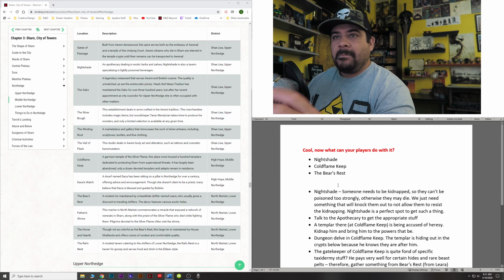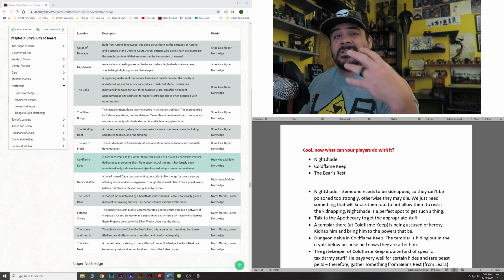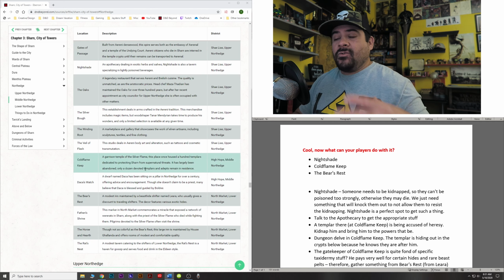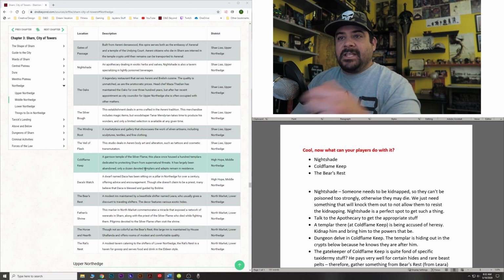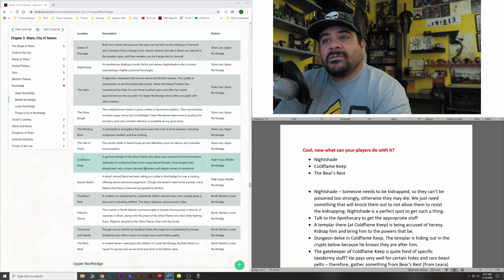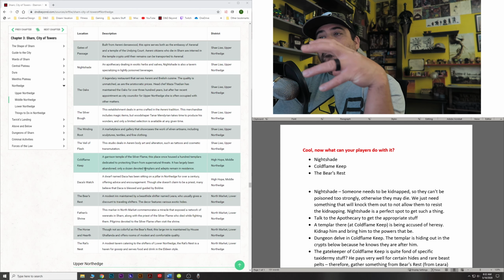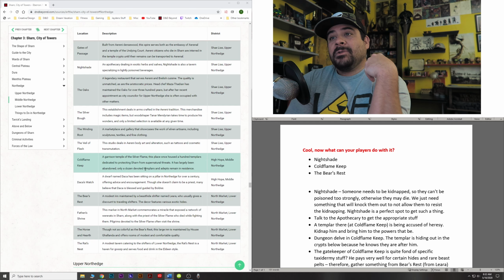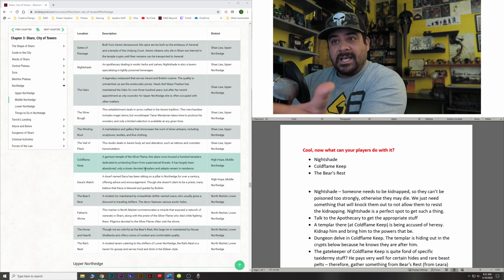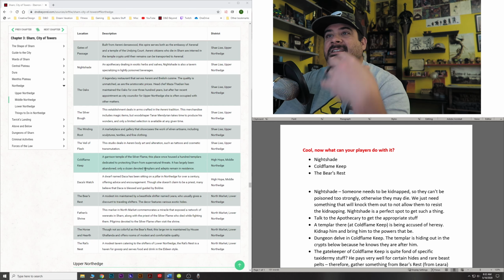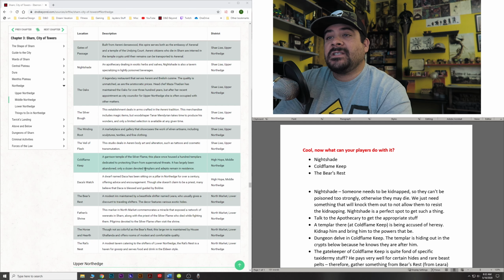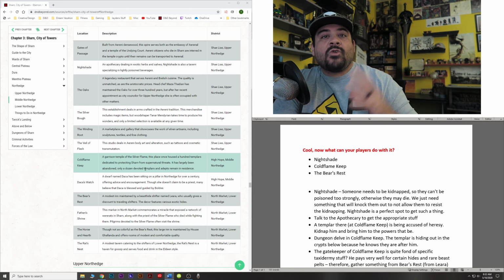Cold Flame Keep. Something about that. That's sort of the catalyst to everything. That sort of links everything together. A garrison temple of the Silver Flame. This place once housed 100 Templars dedicated to protecting Sharn from supernatural threats. It has largely been abandoned. I like that. There's a Templar that used to be housed there, and he's using this as kind of a hideout because he knows that he's been perhaps preaching to some wrong god.